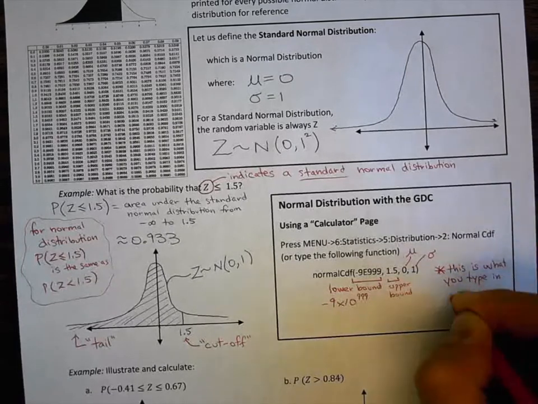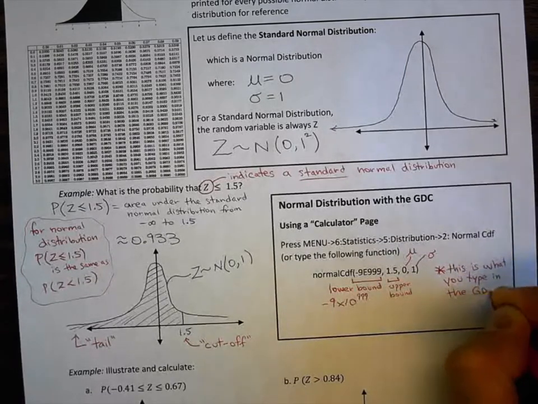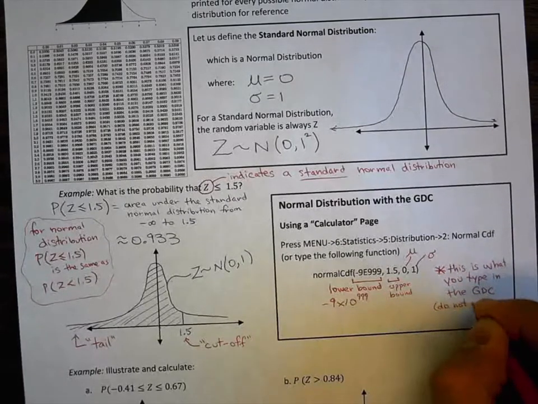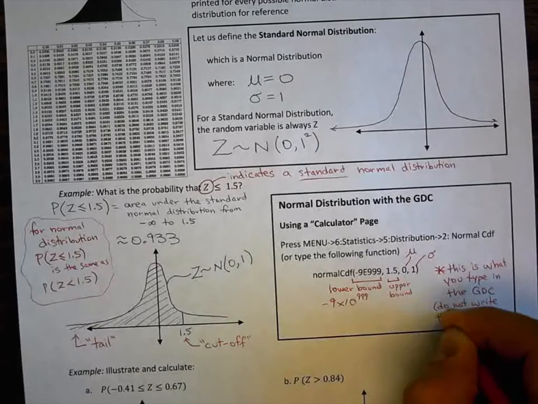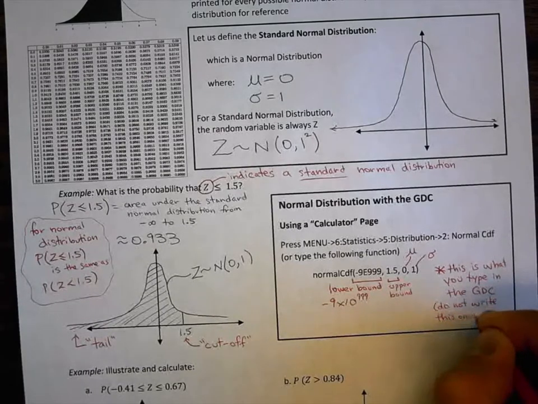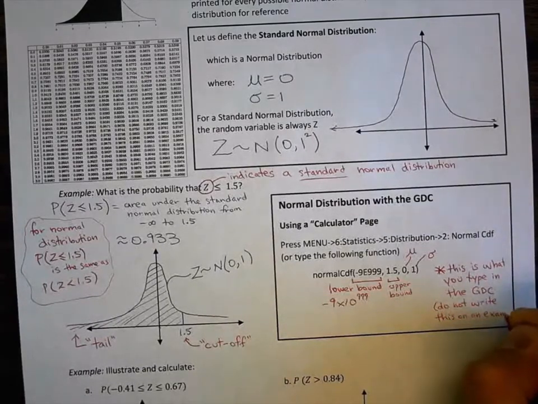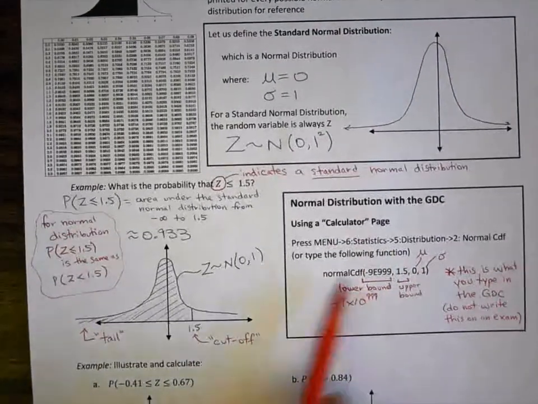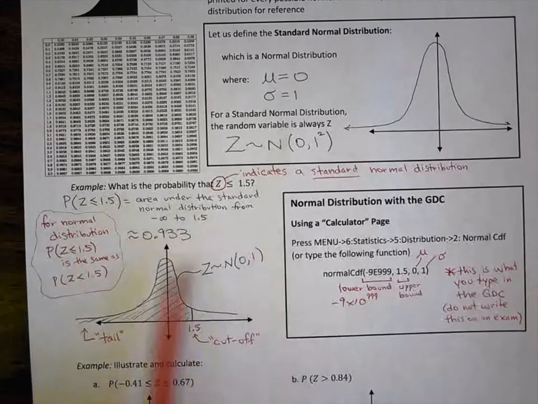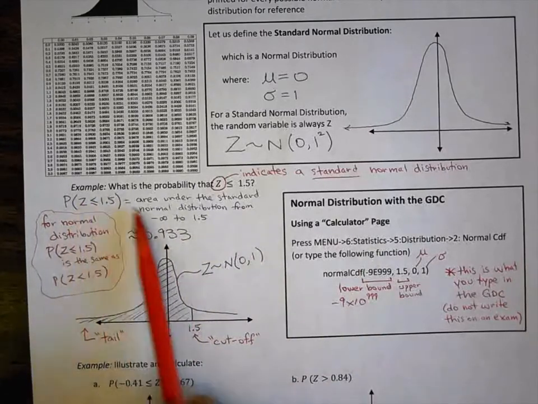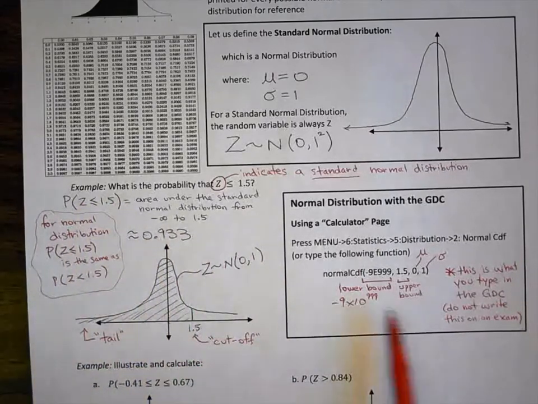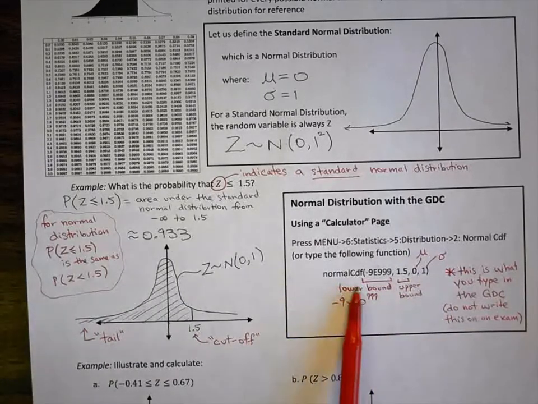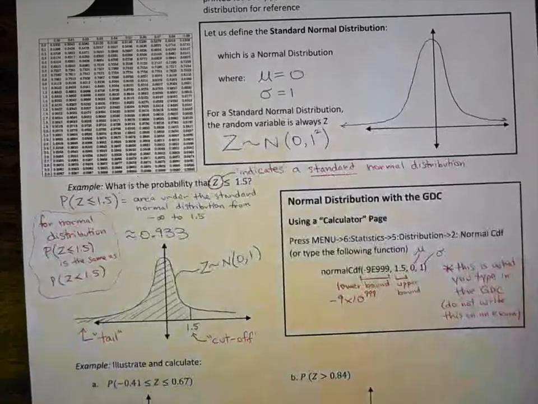Type in the GDC. Do not write this on an exam. IB really doesn't like when you write calculator language. They want you to write math. So if you're going to write anything for part marks here, you're going to write math language, make a diagram. But nobody is going to give you any marks for writing what you typed in your calculator. This is something you need to know, but you're never going to write.